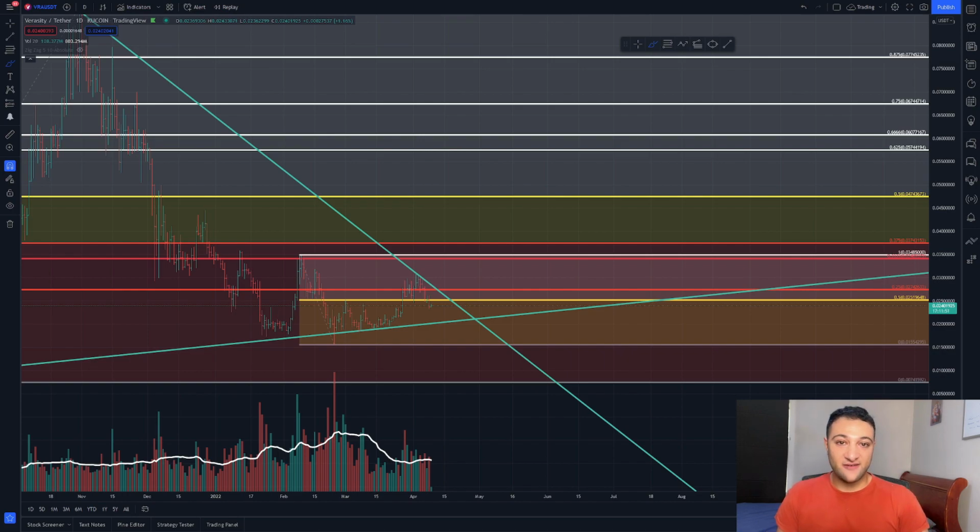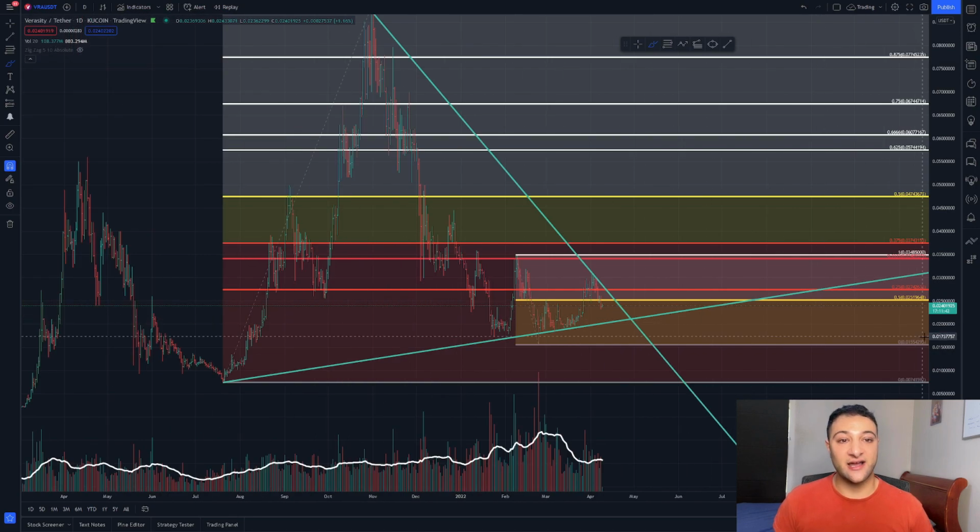So I will cover every single crypto honestly and fairly. I'll compare it to Bitcoin, Ethereum, and give you some price predictions. And that's exactly what we're going to do today with Verasity. So let's have a look at my chart layout and I'll go through it one by one.